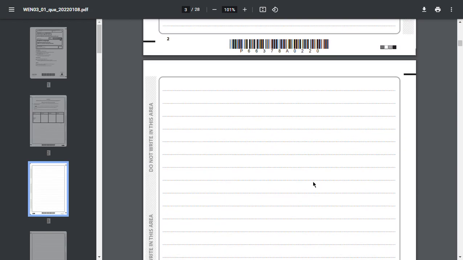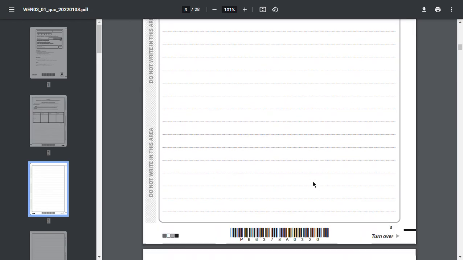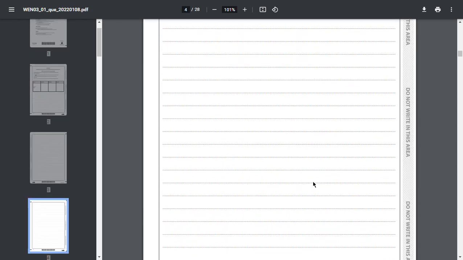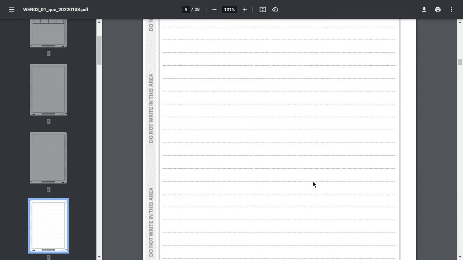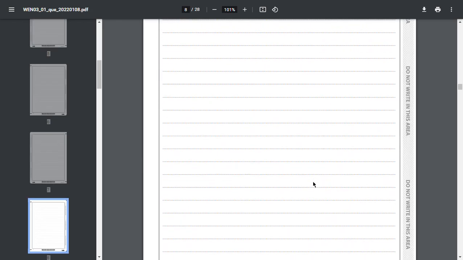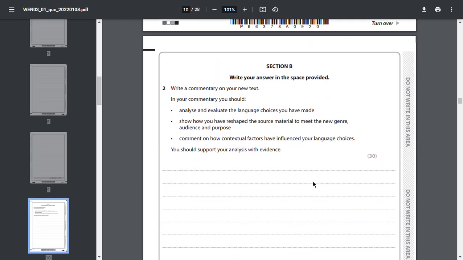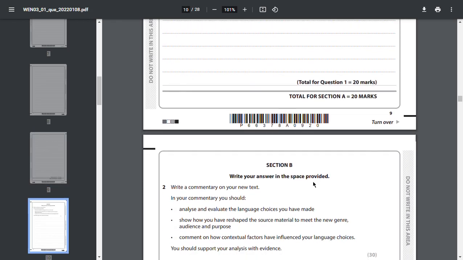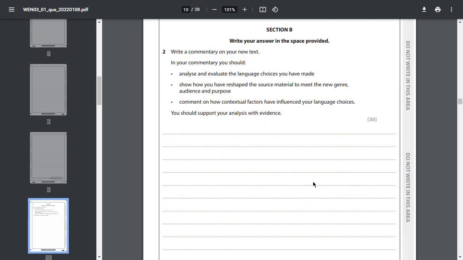Just a quick flip over to section B, and what it actually requires. You are now done with section A. Now section B says what? And remember, section B carries the lion's share of the marks. That is 30 marks, right? And here is where the rubber meets the road. So write a commentary on your new text.